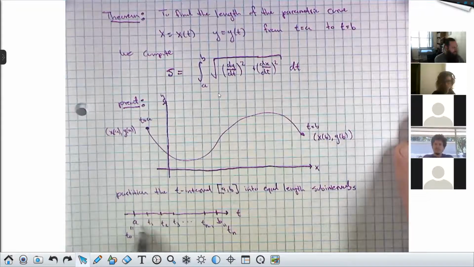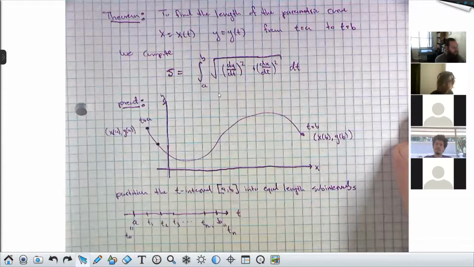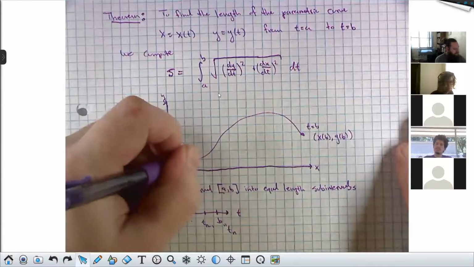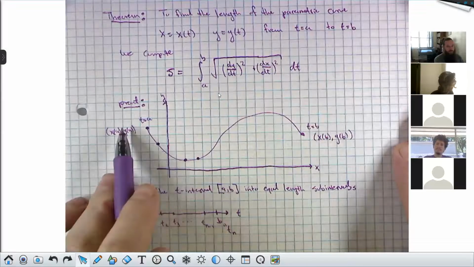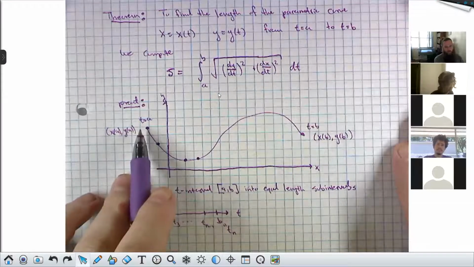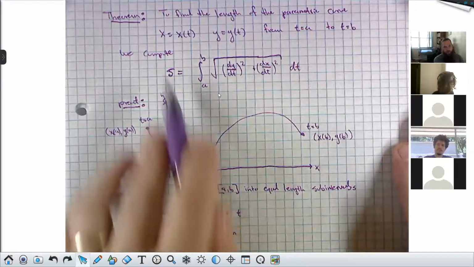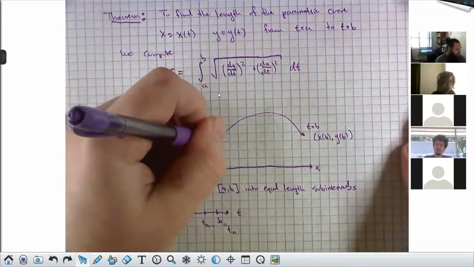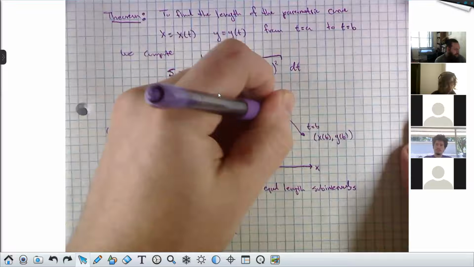Each one of these times, T1, T2, T3, is associated with a point on the curve. So maybe here's the point associated with T1, maybe here's the point associated with T2, maybe here's the point associated with T3. And they're not going to be equally spaced along the curve, right? Because that particle could be moving really fast here and really slow here. It all depends on the functions x and y. But from that partitioning, we get a bunch of points on the curve.